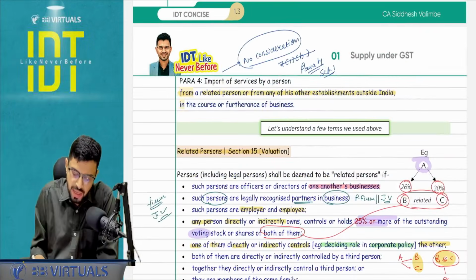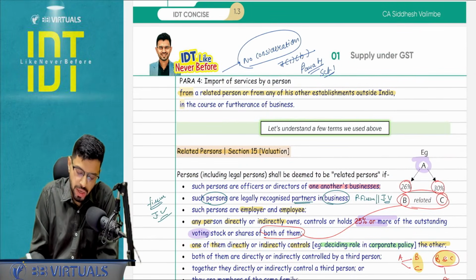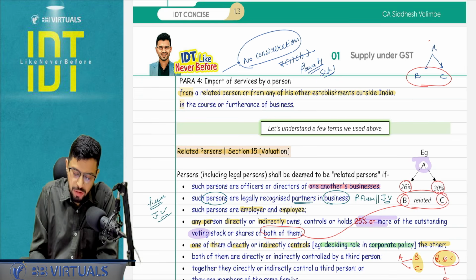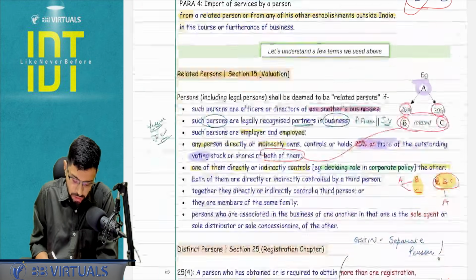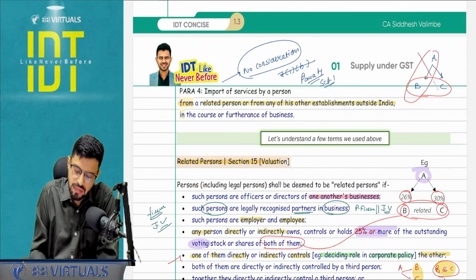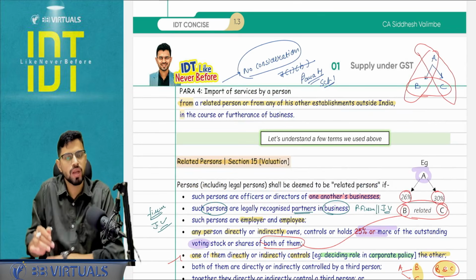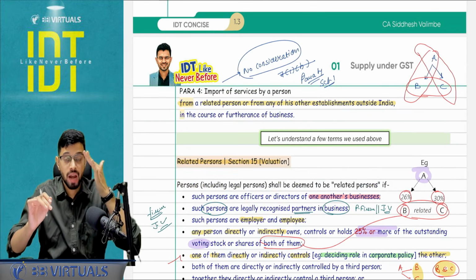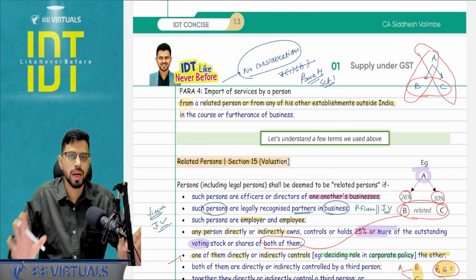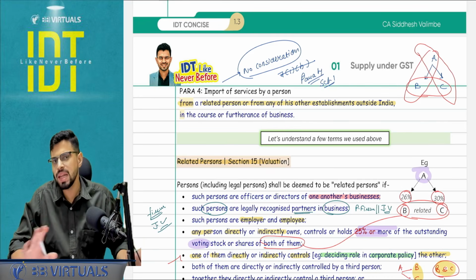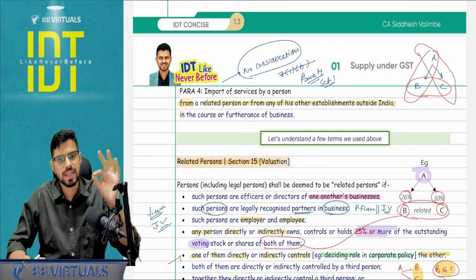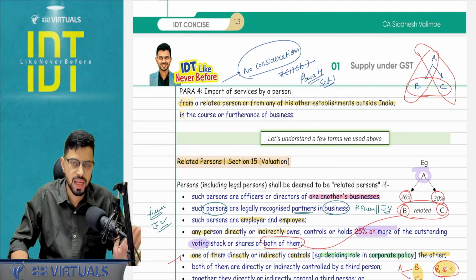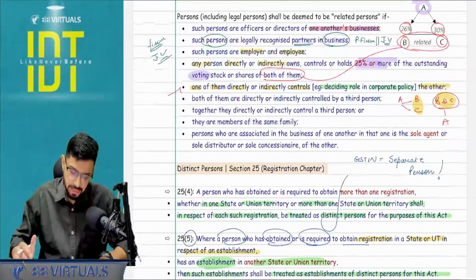Next, both of them are controlled by a third person, or together they control a third person. So, sir, what if that is the case? A student asked in the morning batch: sir, what if A company is controlling B company and it is also controlling C company? Then in this case, B and C are related to each other. A and B will also be related to each other, since one of them controls the other, and then A and C will also be related to each other. That is okay. We will apply the conditions and check which two companies fall under the related person clause. So you can analyze in any manner whatsoever, provided one of the clauses is applicable from this Section 15 explanation. Is this clear? Yes.